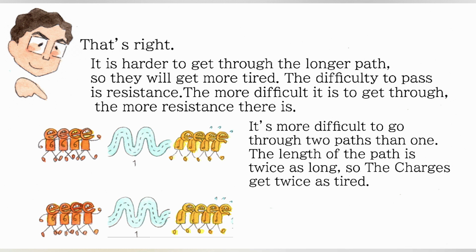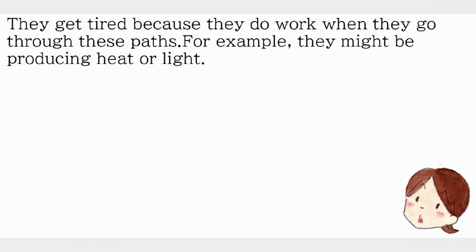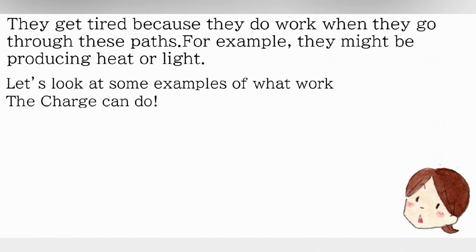It's more difficult to go through two paths than one. The length of the path is twice as long, so the charges get twice as tired. They get tired because they do work when they go through these paths. For example, they might be producing heat or light. Let's look at some examples of what work the charges can do.